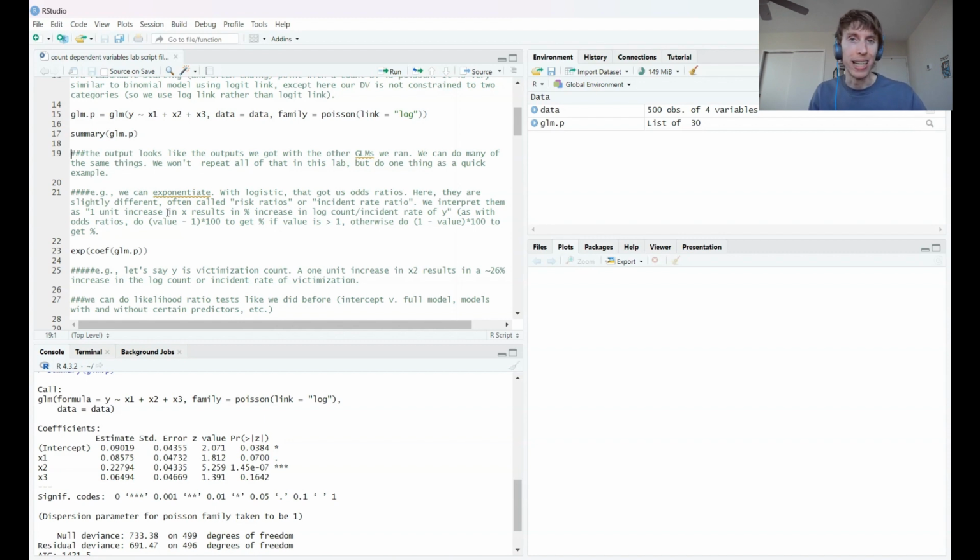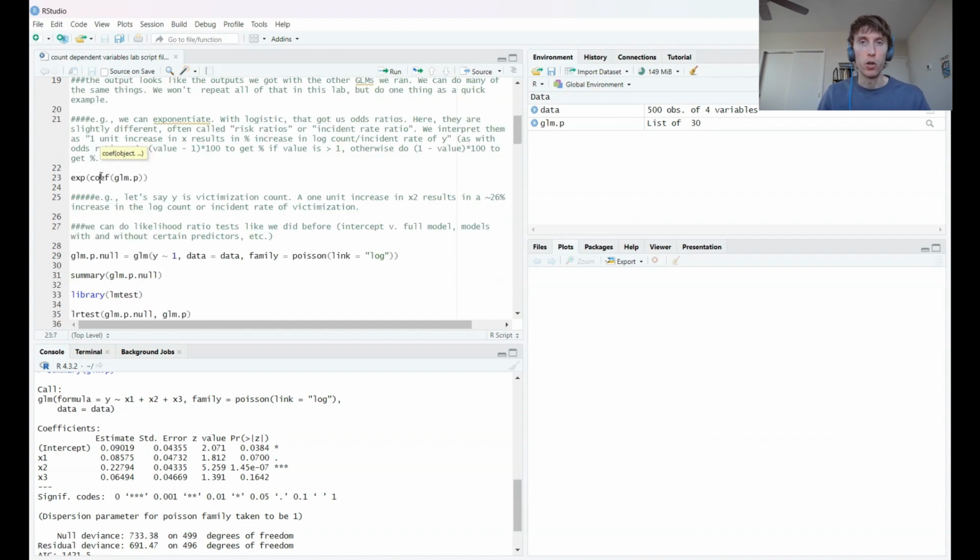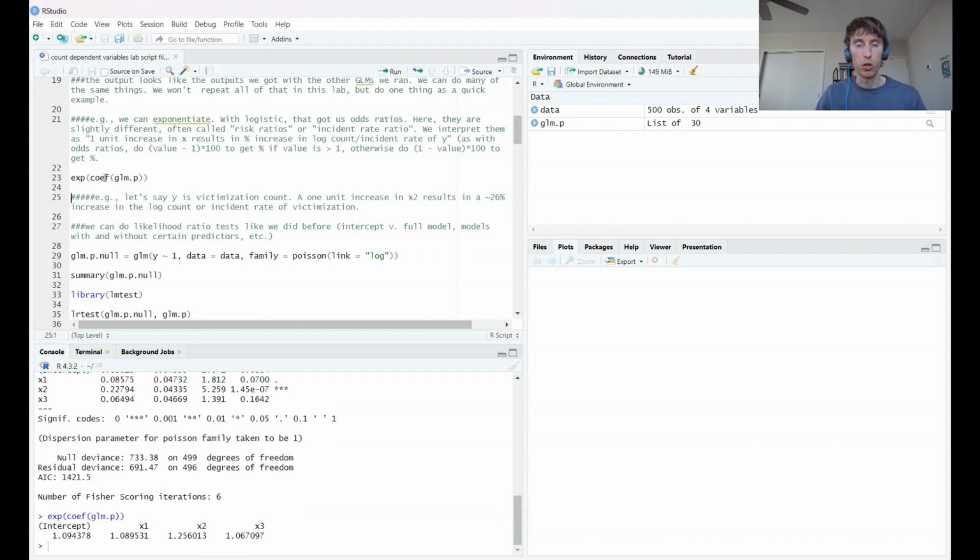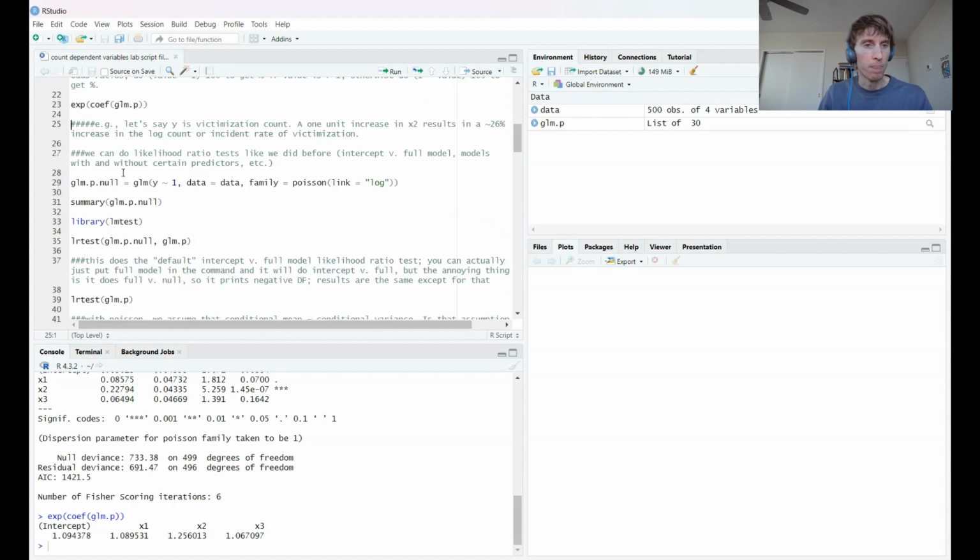An example I have in here would be the idea that a 1 unit increase in an independent variable results in some percentage increase in the log count or incident rate of y. And you can convert them into percentages similar to how you would do that with an odds ratio. So to exponentiate, I'm just going to use this command right here to do that with the coefficients, and that's how you would do it.